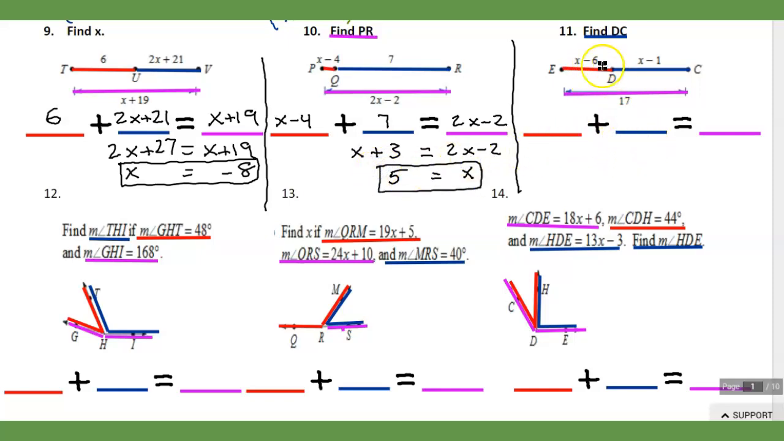Okay, last one. We'll have x minus 6 plus x minus 1 will add up to 17. So we have 2x minus 7 equals 17, which means 2x will equal 24 when we add 7 to both sides, which means x equals 12.